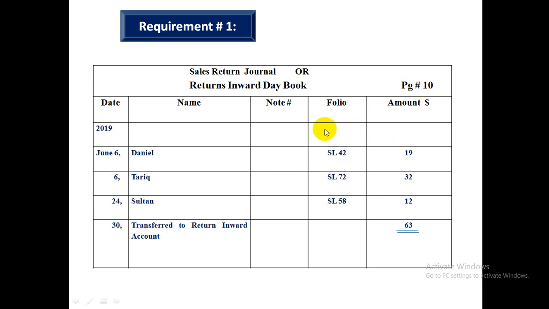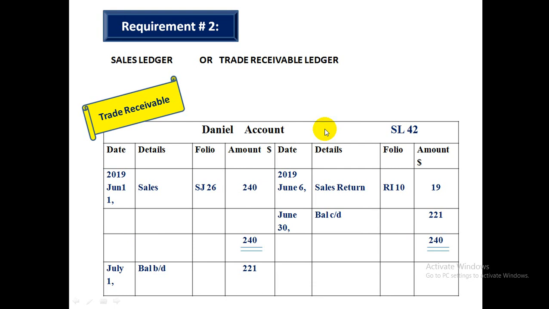Let's continue with the second requirement. Daniel's account. We are preparing requirement 2 now. The sales ledger accounts we are preparing. You can say these are the trade receivable ledgers which we are preparing for the customers. Daniel's account. This is the trade receivable ledger of Daniel, debit side and the credit side. The columns are date, details, folio, amount, date, details, folio, amount.